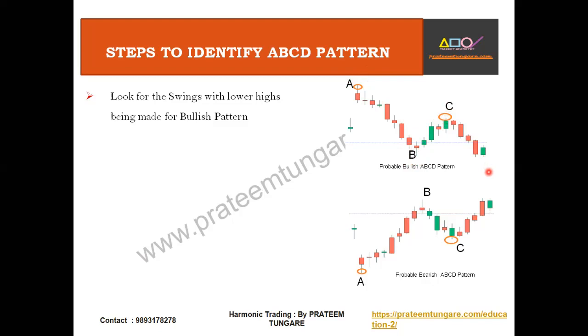The D point is our first PRZ, the potential reversal zone. In this four point pattern, we get two PRZ. That is, this is a zone between two prices. We will see how to find the D points, but first of all, identification of the ABCD pattern is very important. So once again, I will repeat: to find the bullish ABCD pattern, look for lower highs.